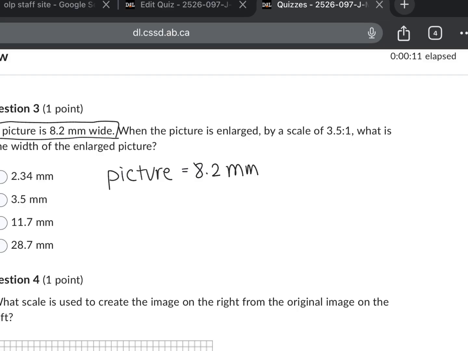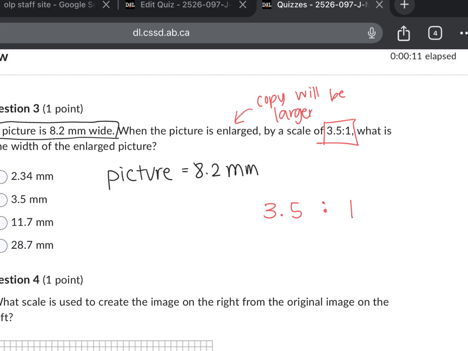Then we go on to get told that the picture is enlarged. So what that means is the picture is going to become more. So the copy will be more, or will be larger than the original. Okay, and it tells us the scale of which it will be larger. So we've got 3.5 on one side being compared to 1 on the other.